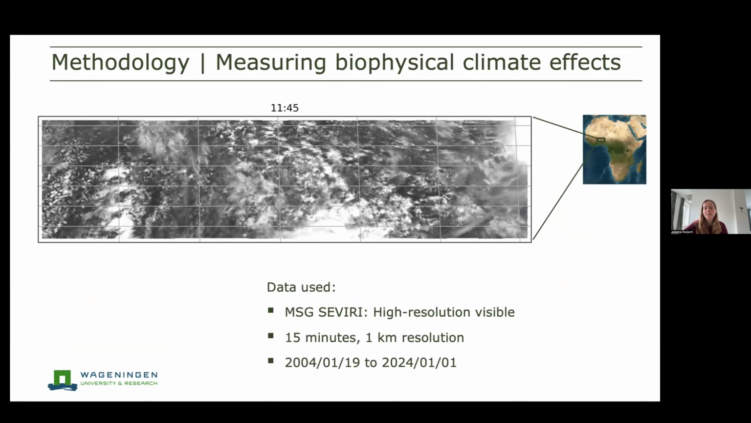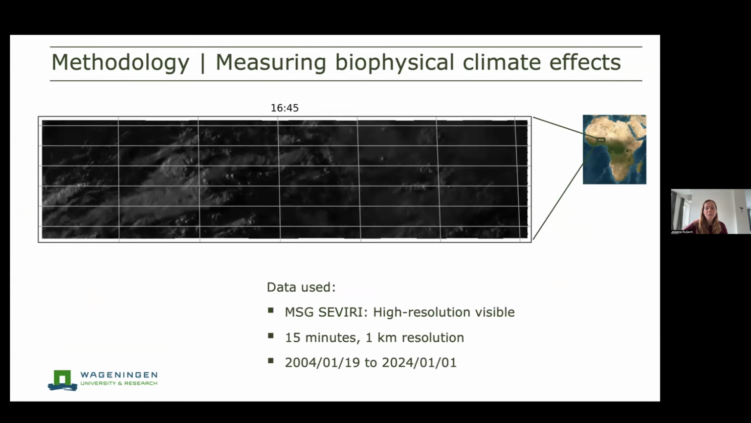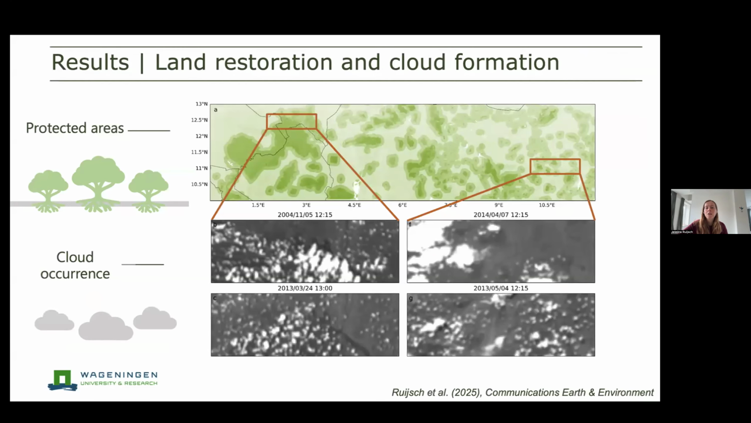We used the Meteosat high resolution visible band, which is a 1 kilometer resolution band, and it has a 15 minute temporal resolution and about 20 years of data. So you can imagine that's quite a lot of data. We zoomed into West Africa for this. You see parts of Nigeria and Benin and Niger, Burkina Faso. This region has quite a lot of protected areas, which you see highlighted in green at the top. With this higher resolution Meteosat data, you can really see that over some days you see actually cloud formation over these protected regions compared to surrounding regions.